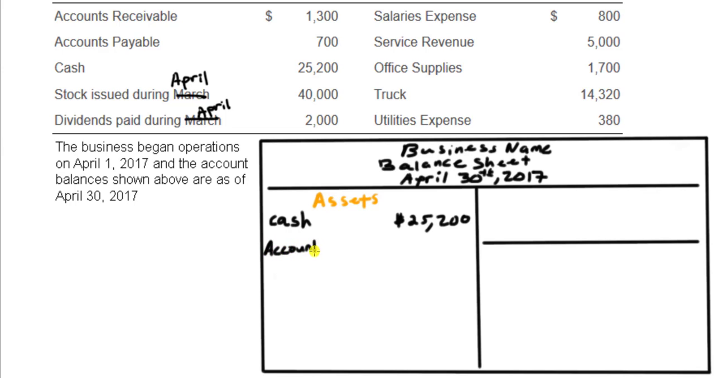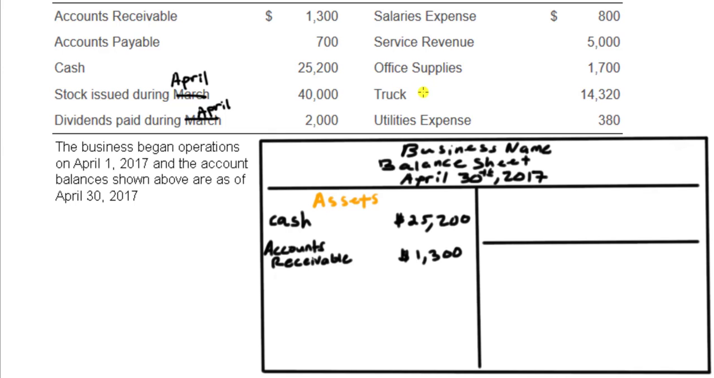So accounts receivable. This account balance as of April 30th is $1,300. Okay, accounts payable, no, that's a liability. Stocks issued, no. Salaries expense, service revenue.